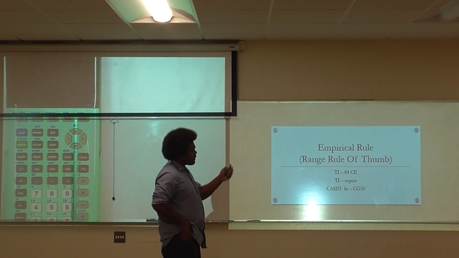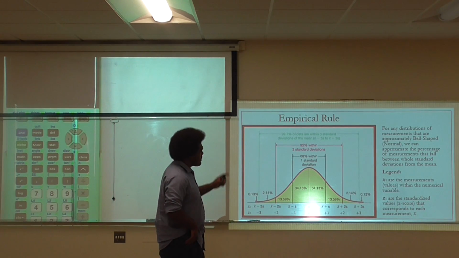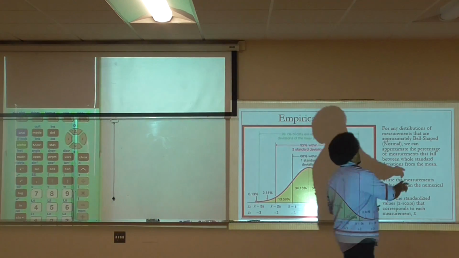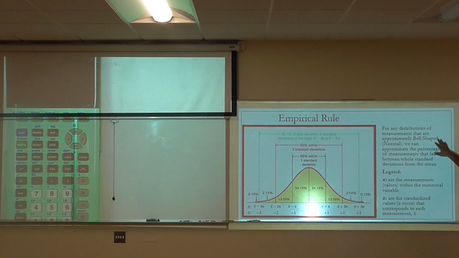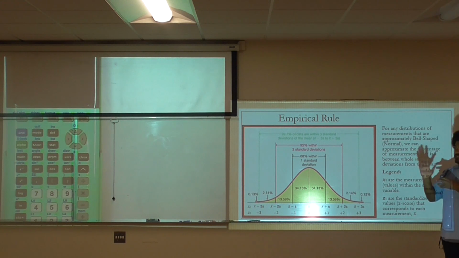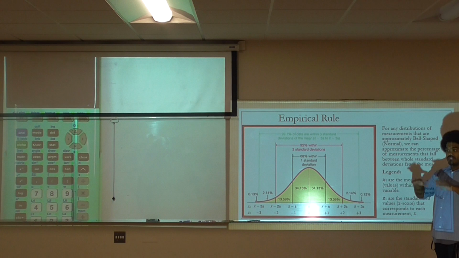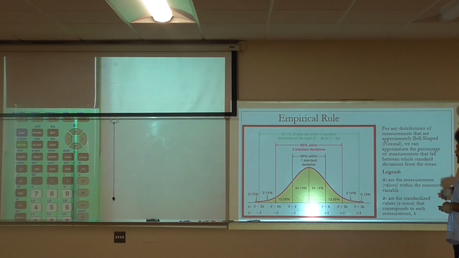But anyways, the empirical rule. We're saying here it's for distributions of measurements that are approximately bell-shaped, normal. We can approximate the percentage of the measurements that fall within a whole number of standard deviations from the mean. The empirical rule doesn't do every standard deviation, it does whole standard deviations. So you'll find it's limited to specific types of measurements, but later, with the normal distribution curve, you'll find it's not limited. I can do anything I want. But the empirical rule is a very unique one.